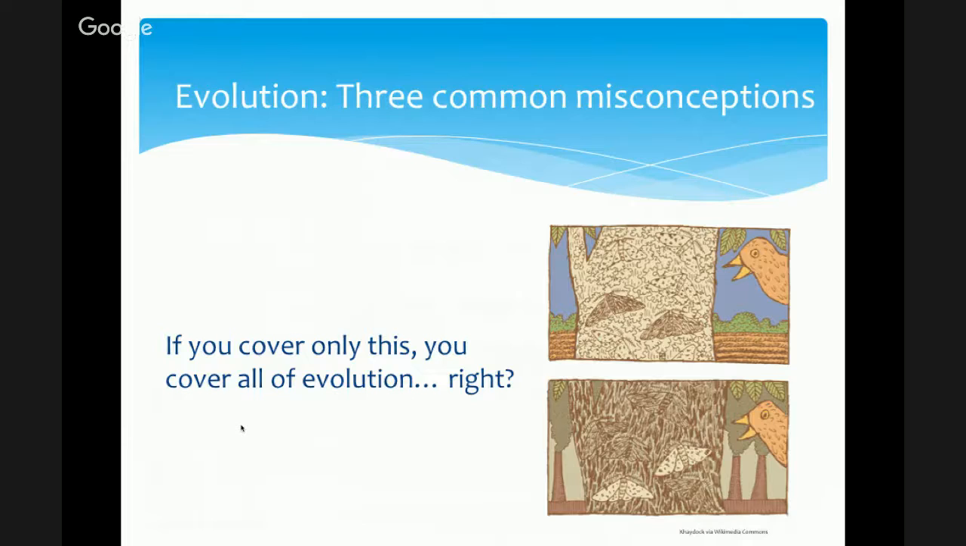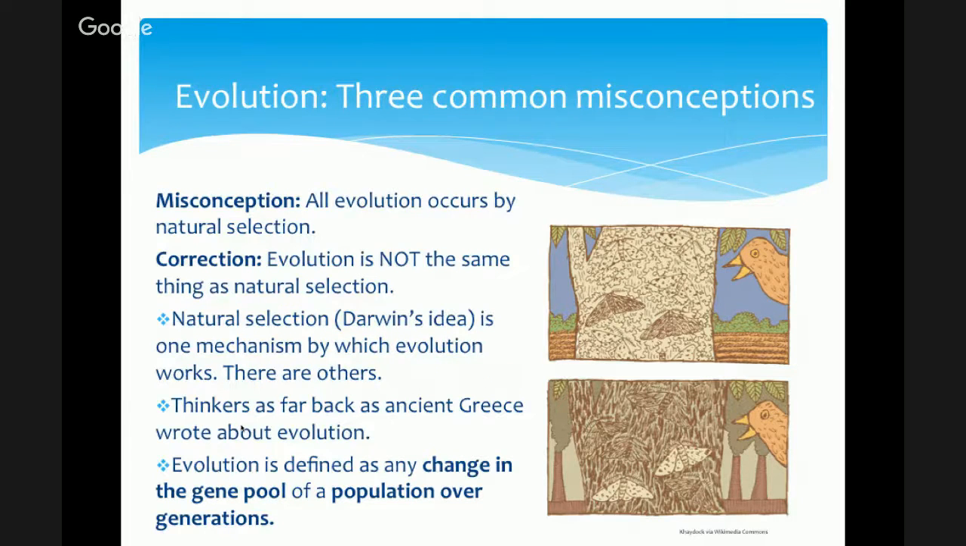If you've ever heard this is controversial, it is not. It has been verified and retested in modern times. If you want to know more about that, shoot me a question. But this is natural selection, right? We all know this. It is not, however, all of evolution. All of evolution occurs by natural selection. Darwin invented evolution. Darwin's ideas of evolution are all a misconception.